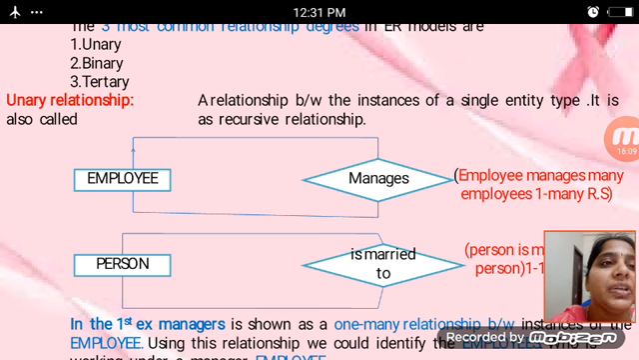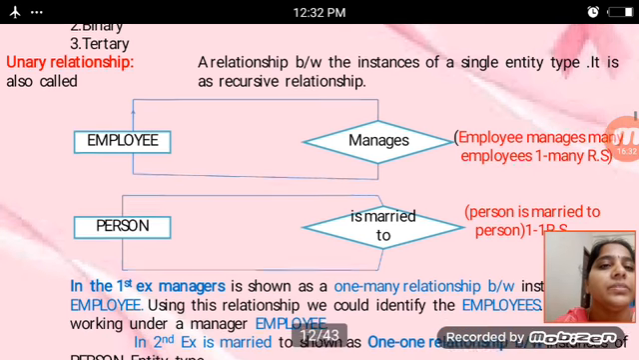A relationship between the instances of a single entity; the single entity here is employee. It is a recursive relationship, also called a recursive relationship. That is, employee one has many relationships, which means he knows about other employees also.